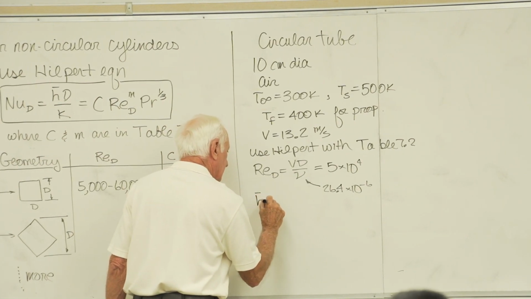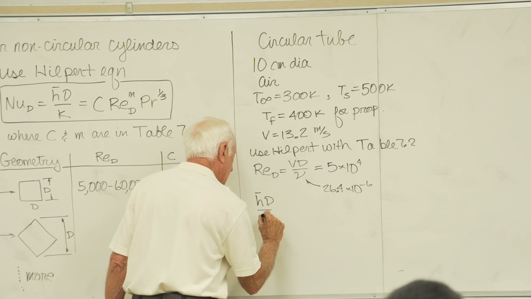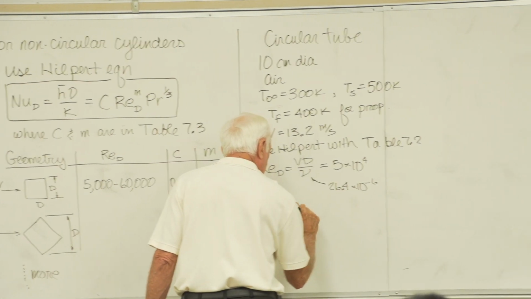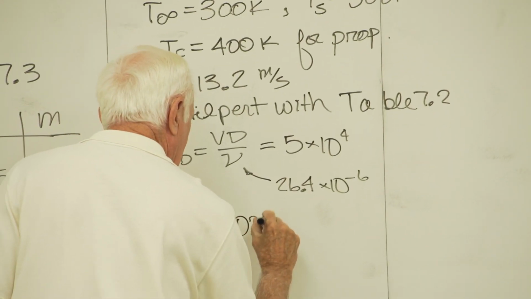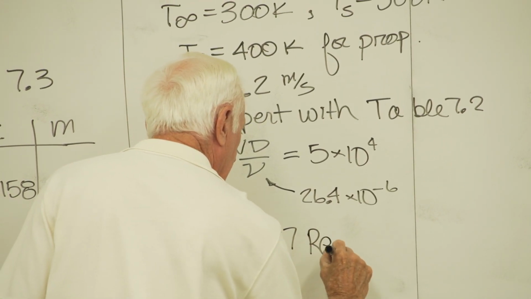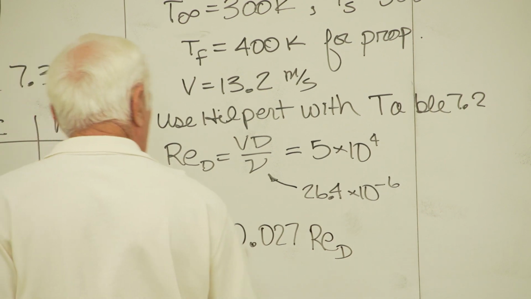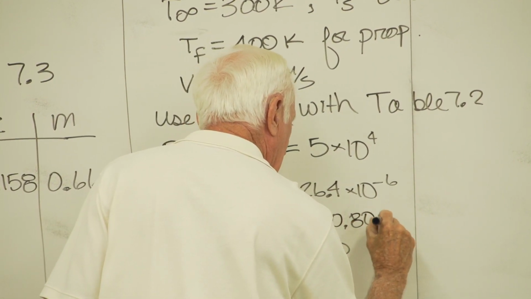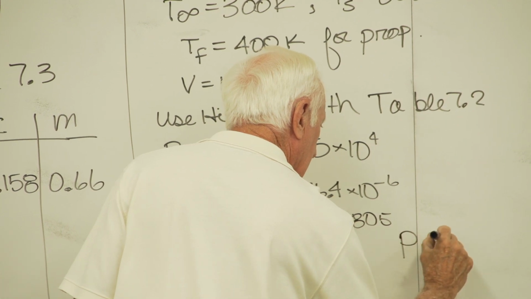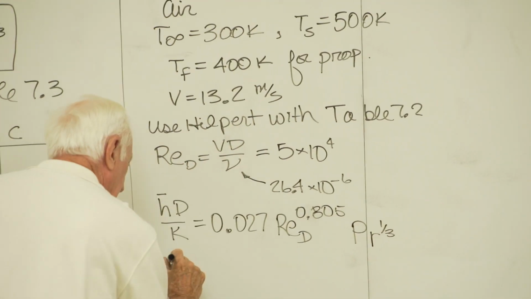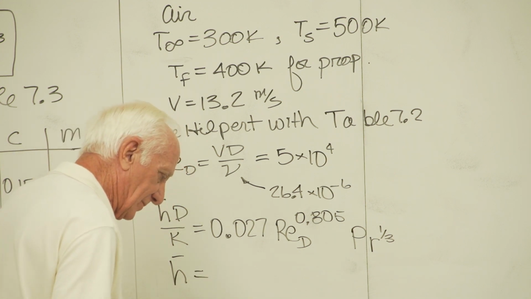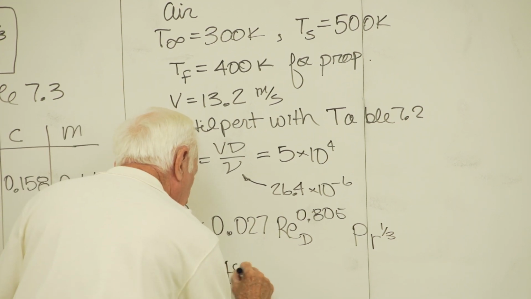H bar D over K equals C, 0.027, times Reynolds number to the power 0.805, times Prandtl number to the 1/3. H bar comes out to be 48.9.